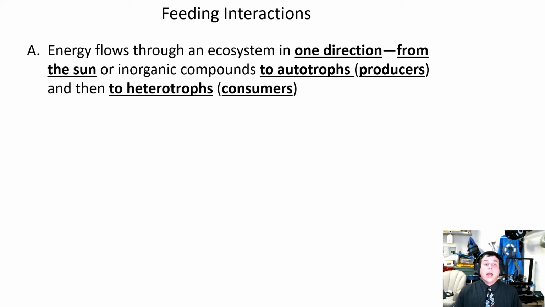It only goes one way. Energy comes in from the sun. It goes to the producers, the autotrophs. Then the heterotrophs consume the autotrophs, and it goes that way. And then eventually the decomposers break them down, and they'll return nutrients, but the energy doesn't go back in.